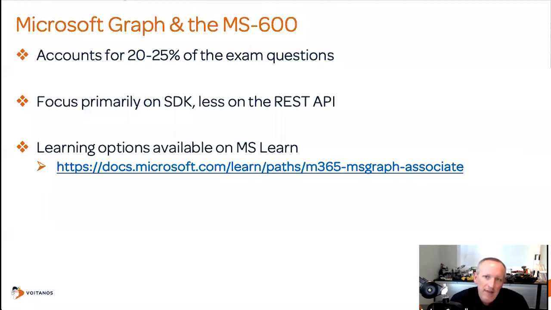The focus that they really wanted to put on this is almost entirely on the SDKs. So you need to know the Microsoft Graph SDKs primarily. They do not test you all that much on the REST API endpoints of the Microsoft Graph. Now you do have to know some stuff about the REST API, but not the intricacies behind it. And I find this interesting because, as you'll see in some of the topics I'm going to go through, you really do need to understand how the REST API works, but the questions that you get don't really reflect that, at least from my experience in taking the exam.